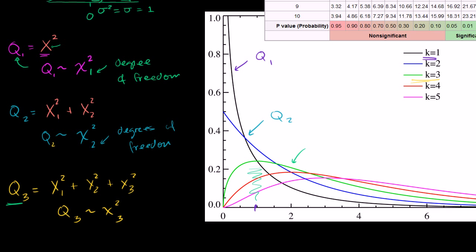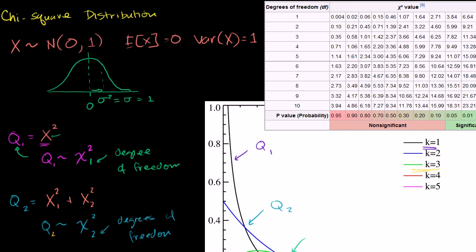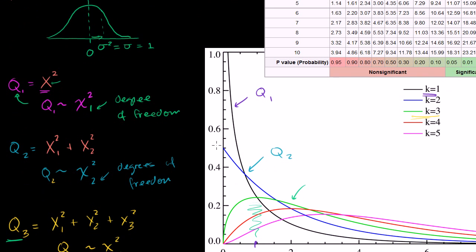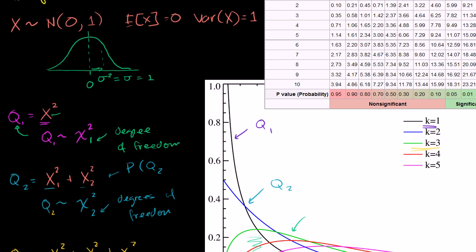Now, with that said, I just want to show you how to read a chi-squared distribution table. So if I were to ask you, if this is our distribution, let me pick this blue one right here. So over here we have 2 degrees of freedom, because we're adding 2 of these guys right here. If I were to ask you, what is the probability of Q2 being greater than 2.41? And I'm picking that value for a reason.